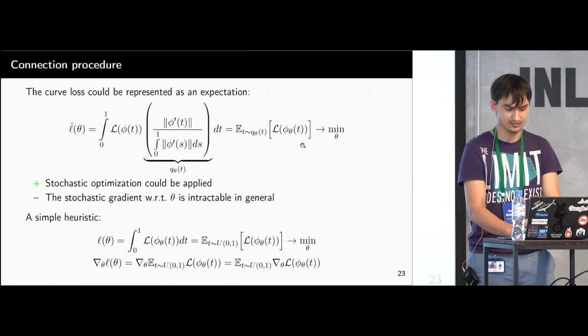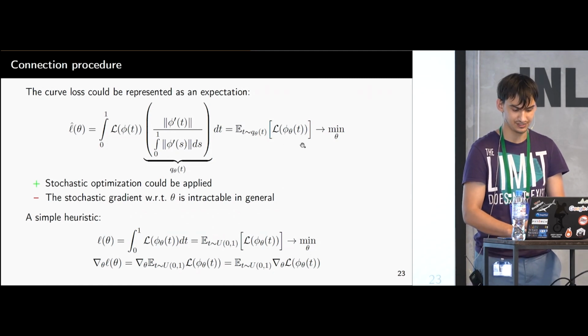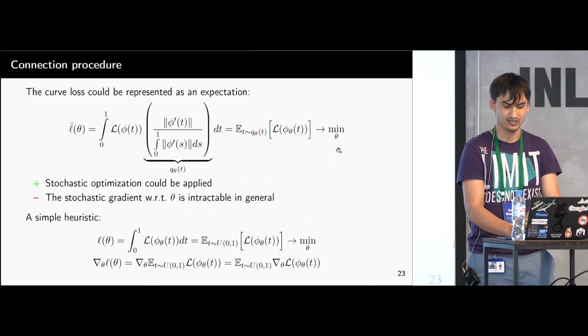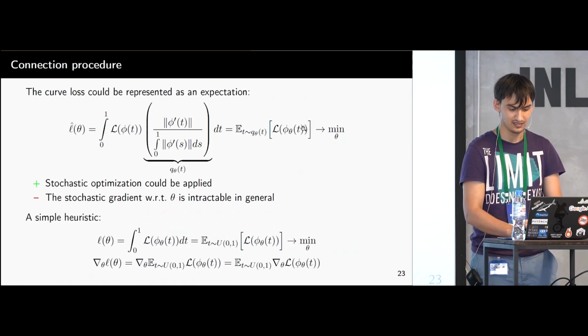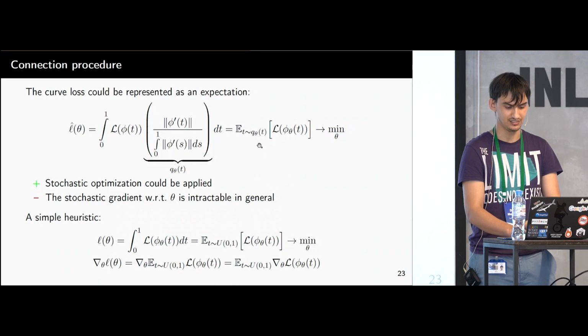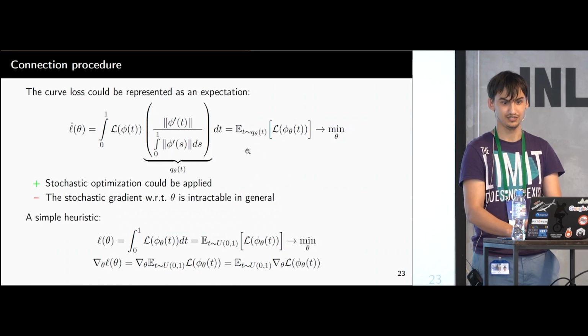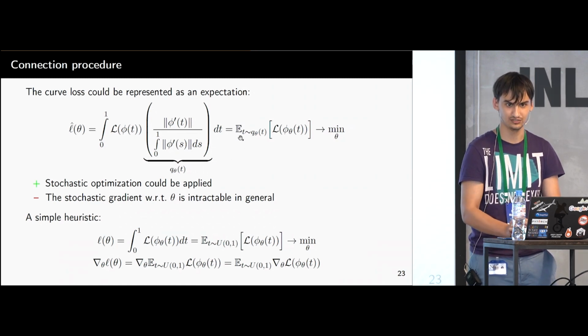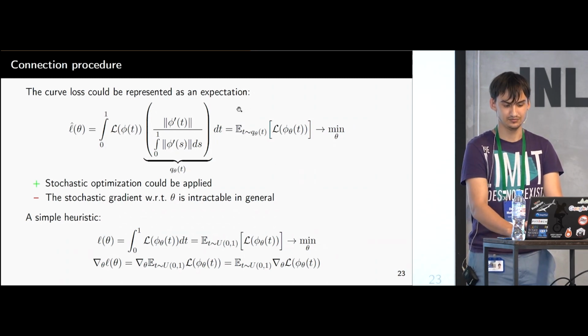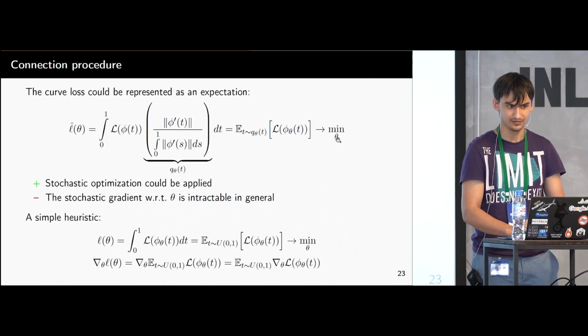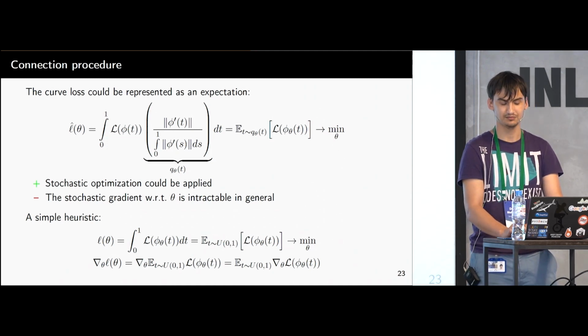And then you can write this connection procedure as a stochastic optimization procedure where you have your loss function at point phi theta of t, and you sample t from this distribution q of t. This distribution over t allows you to obtain a uniform distribution along the curve. Okay, so this is a very simple objective, which is very similar to what you've seen before. So stochastic optimization could be applied.